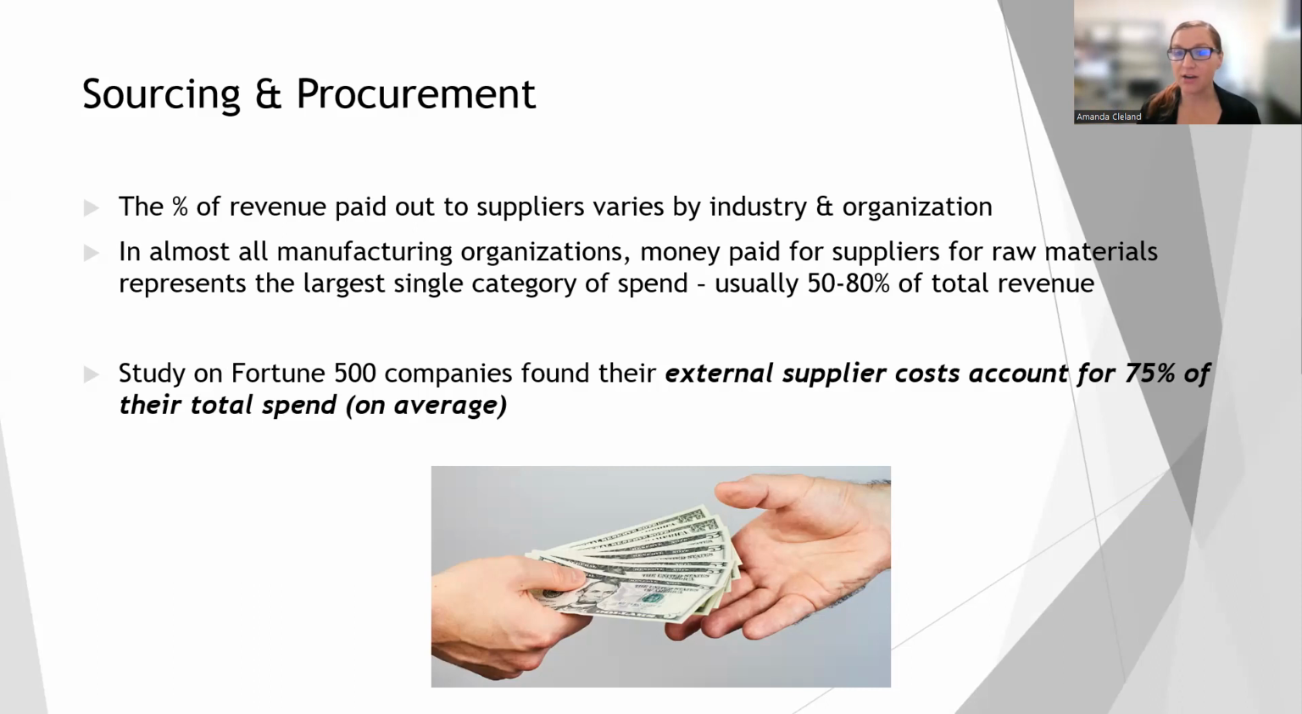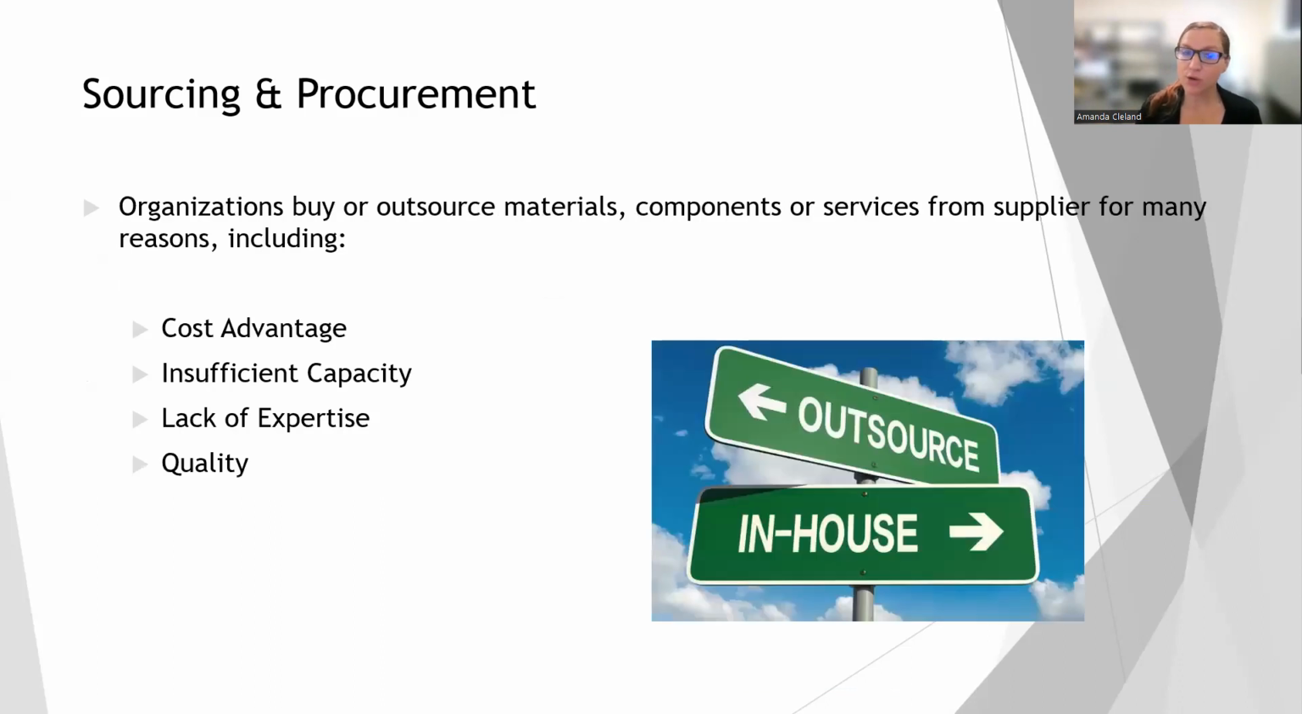And a study of Fortune 500 companies found that their external supplier costs account for 75% of their total spend. So maybe they're spending the other 25% on internal facilities and payroll costs, but 75% of their costs go to external suppliers to buy goods and services to keep the business running, to create the products and services that create revenue for us. So organizations buy or outsource materials, components, or services from suppliers for many different reasons.